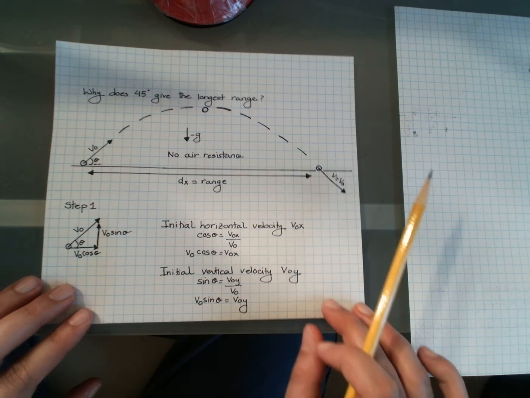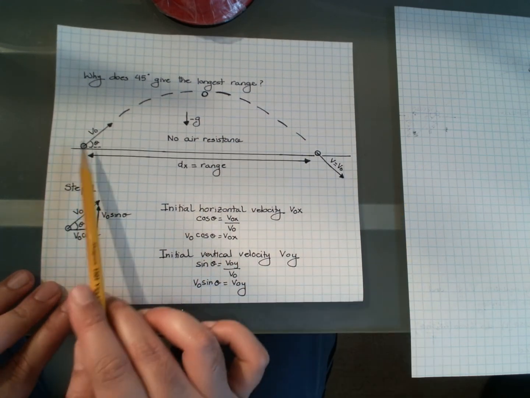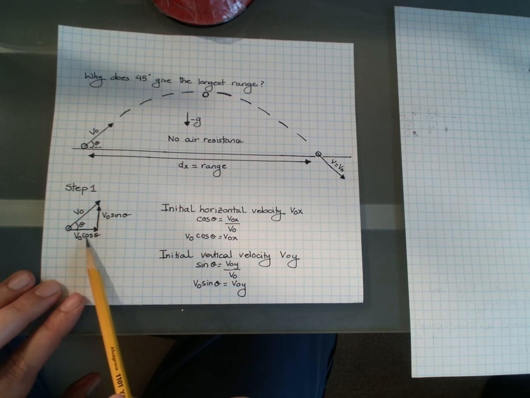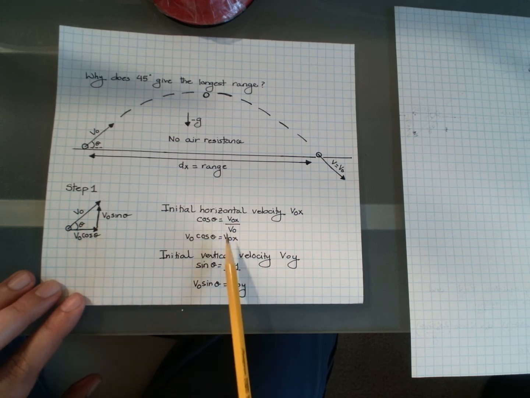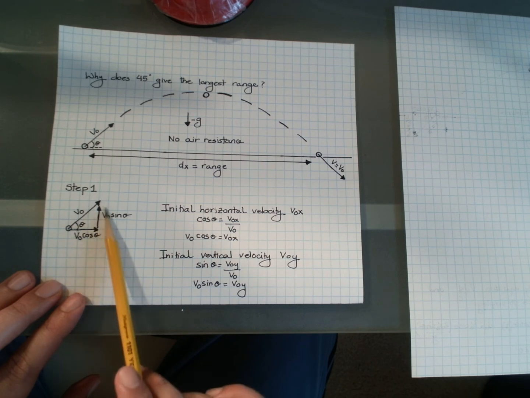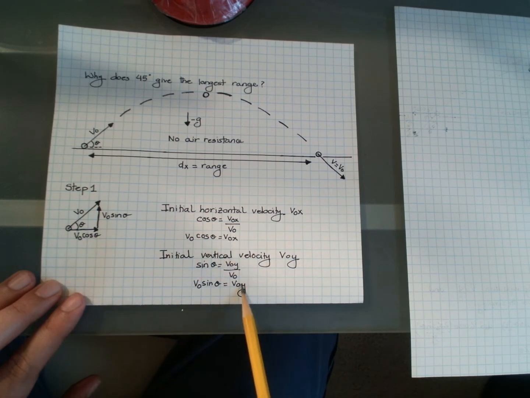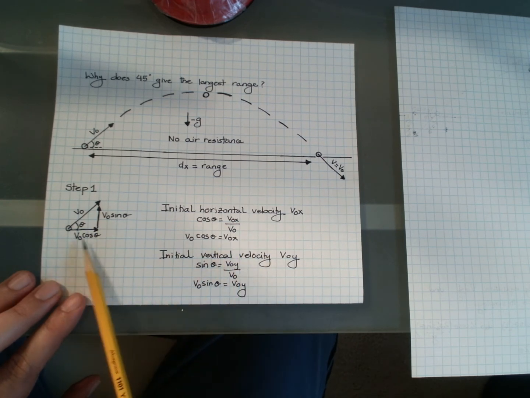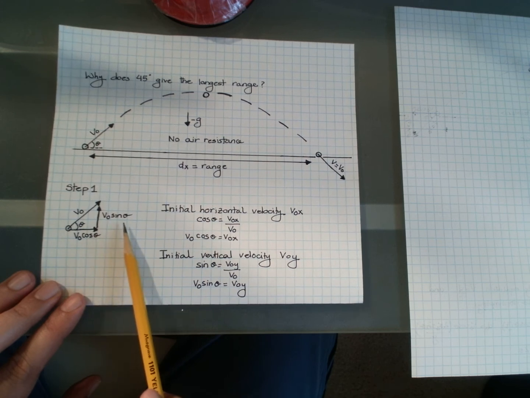So the first step in solving such a problem is to take the initial velocity and break it up into its x and y components. That's exactly what I've done over here. The v naught, and then I took the v naught x and the v naught y, and I've gone ahead and solved for the initial horizontal velocity and the initial vertical velocity.